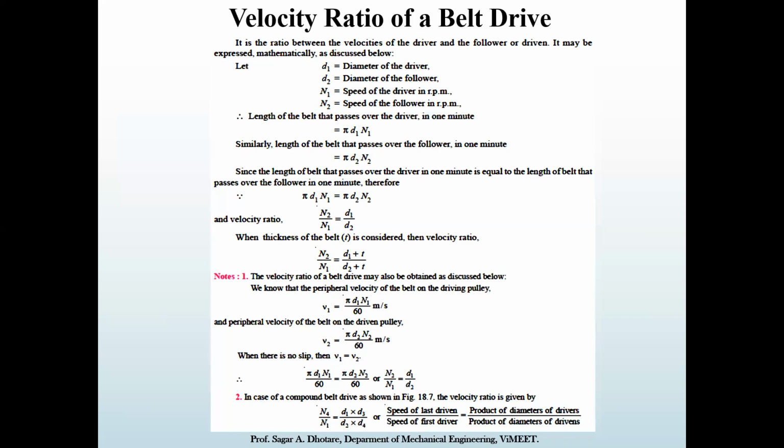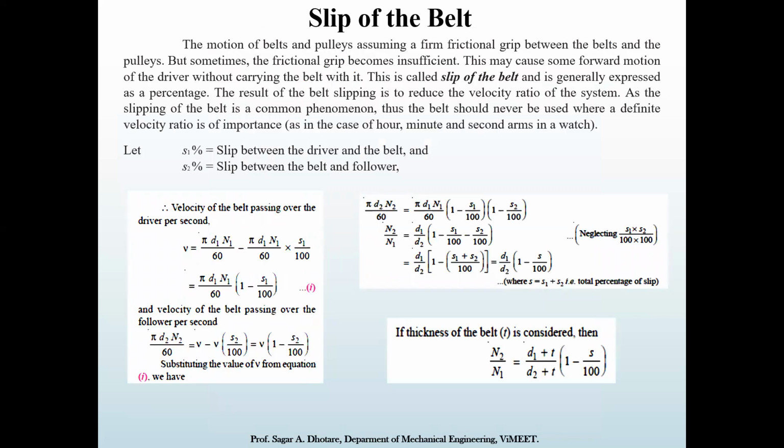Or simply, you can calculate the speed of the last driven pulley to the first driven pulley as equal to the product of diameters of the driven divided by the product of diameters of the drivers. Then slip of belt is a most important phenomenon because it reduces the efficiency and the life.